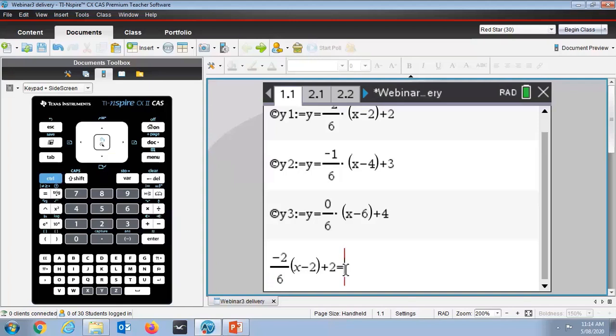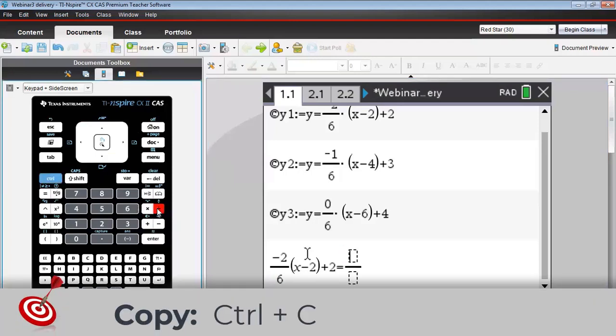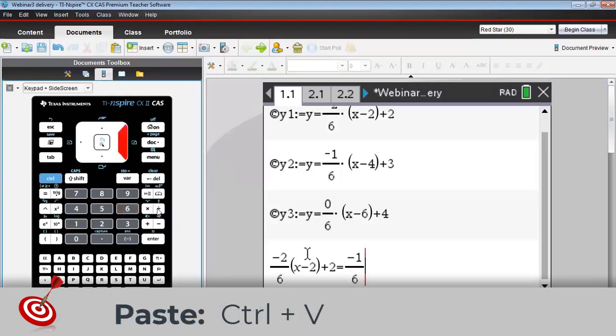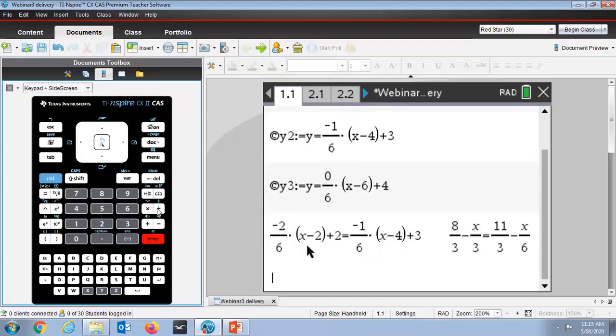So the right side of line Y2 was the fraction, which is Control Divide, -1/6, and that gets multiplied by the brackets x minus 4 plus 3. X minus 4, close the brackets, plus 3. So that's similar to what you would write on paper.